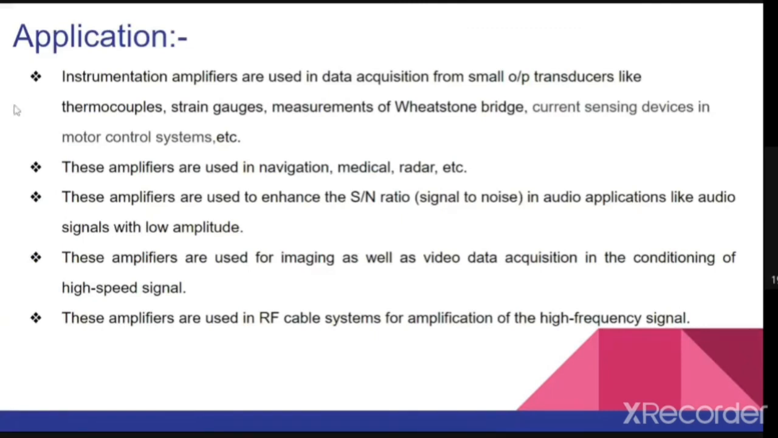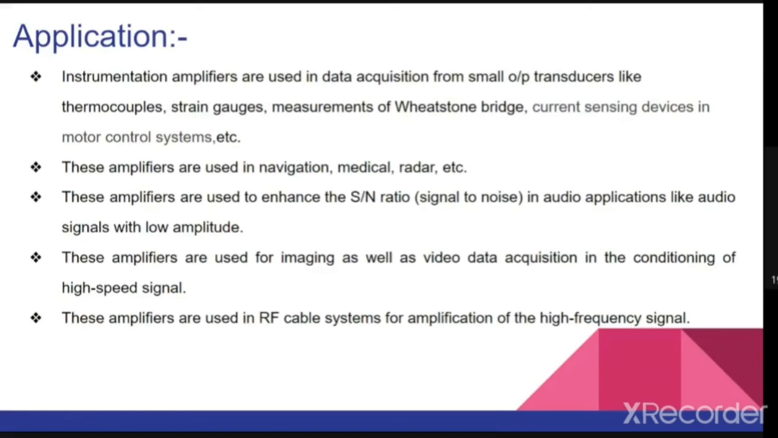Application. Instrumentation amplifiers are used in data acquisition from small output transducers like thermocouples, strain gauges, measurements of Wheatstone bridge, current sensing devices in motor control systems, etc. These amplifiers are used in navigation, medical, radar, etc.